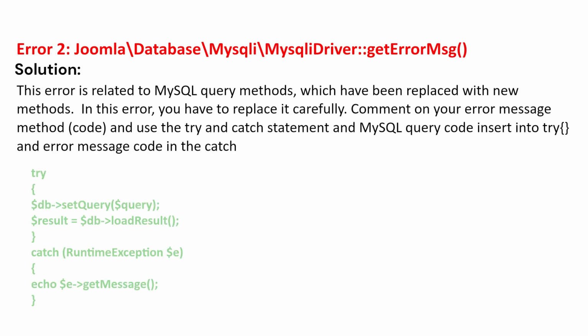Error 2. getErrorMsg function. Solution. This error is related to MySQL query methods, which have been replaced with new methods. In this error, you have to replace it carefully. Comment on your error message method code and use the try and catch statement, and insert the MySQL query code into try and the error message code in the catch.